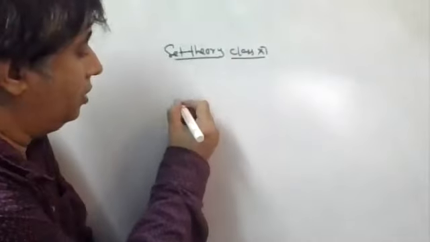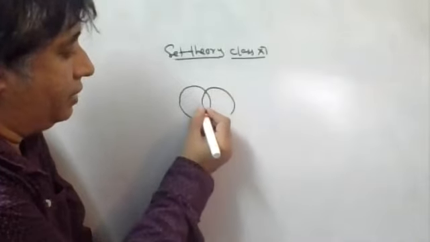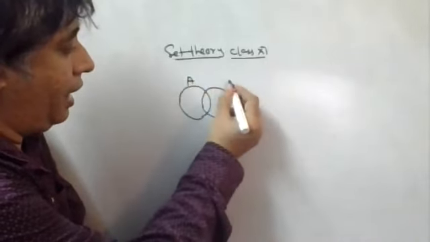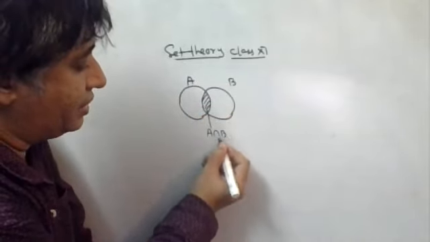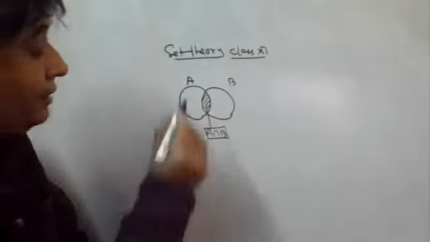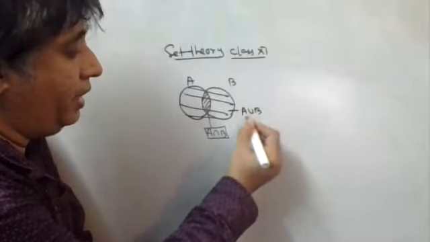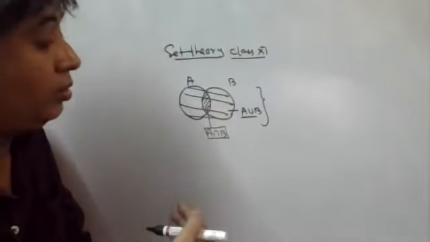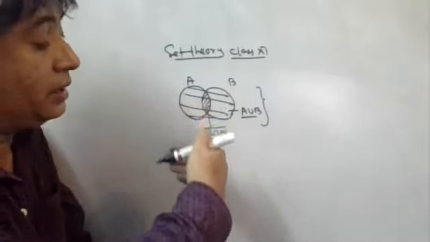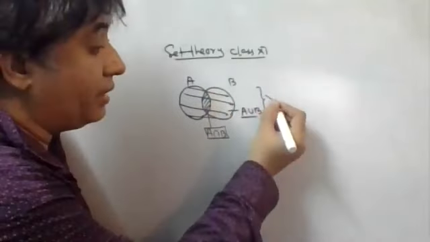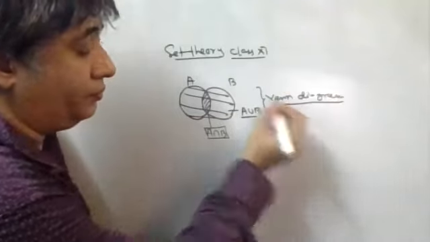Let us take two sets, A and B. And this part you have come to know, A intersection B. And this region is A union B. This is the diagrammatic representation by diagram that is called Venn diagram, which you were taught earlier.